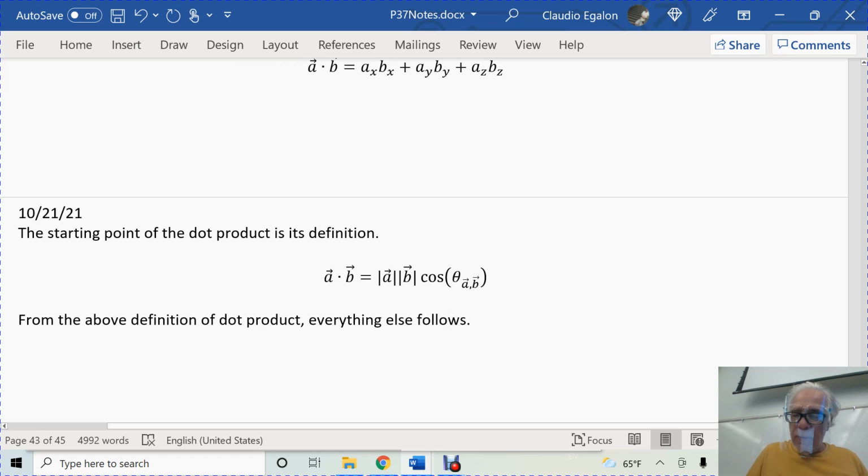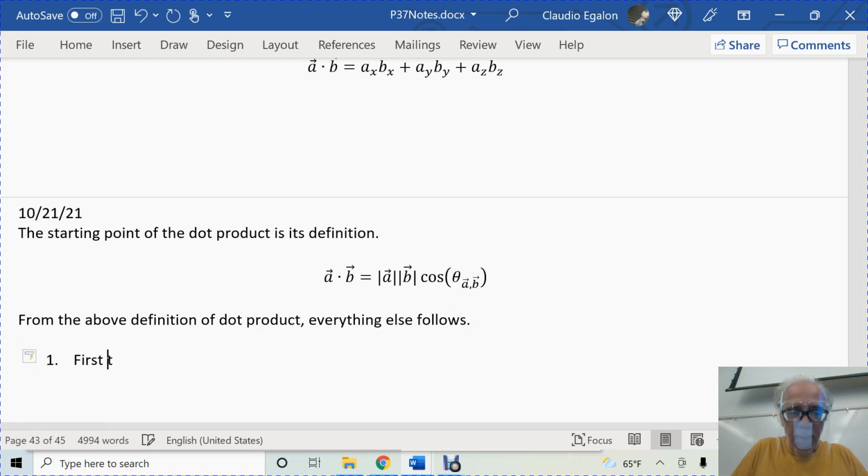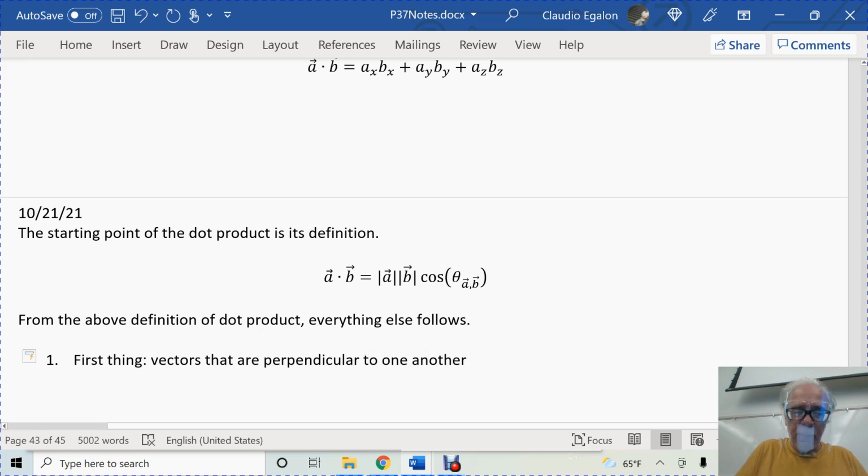Okay? So what does it follow? First thing, what this definition tells you is that vectors that are perpendicular to one another have a dot product of what? A dot product of 0, right?